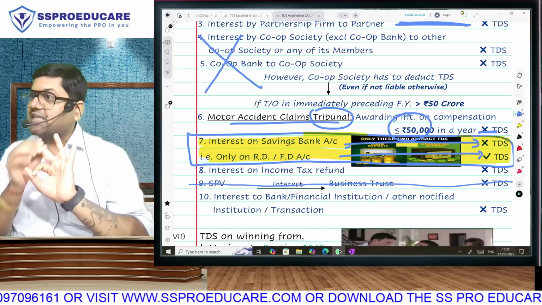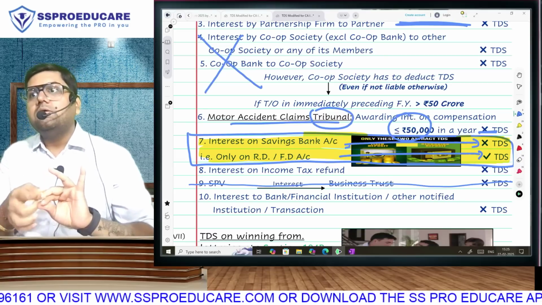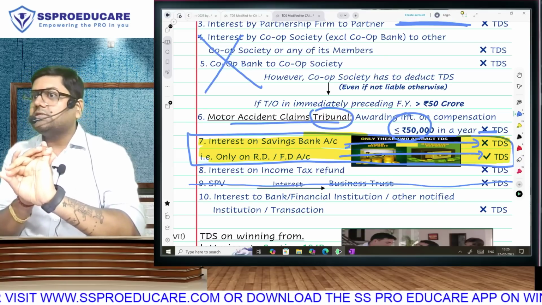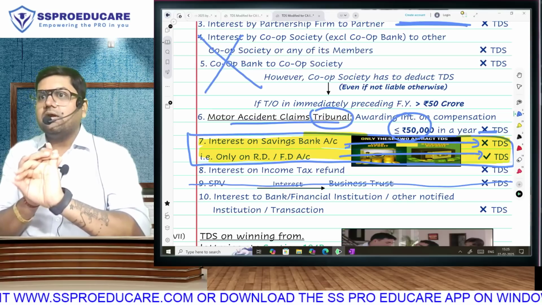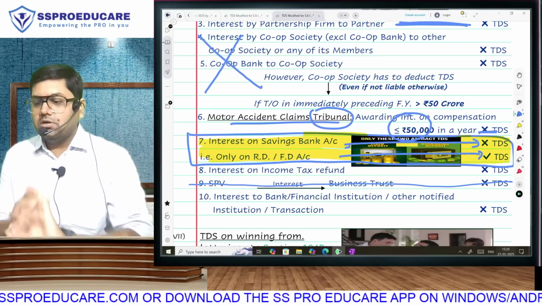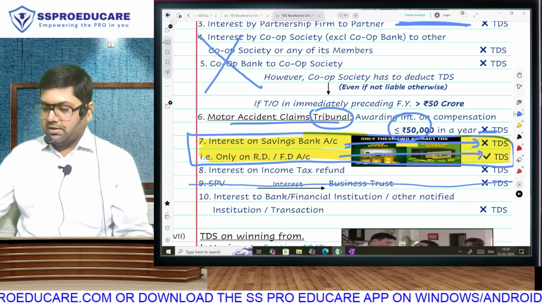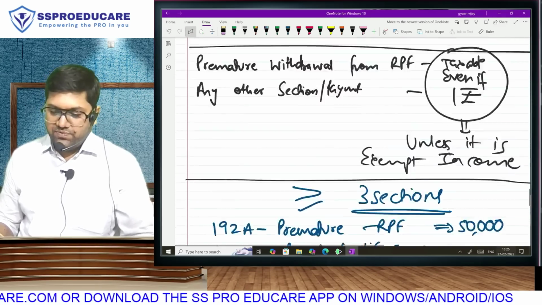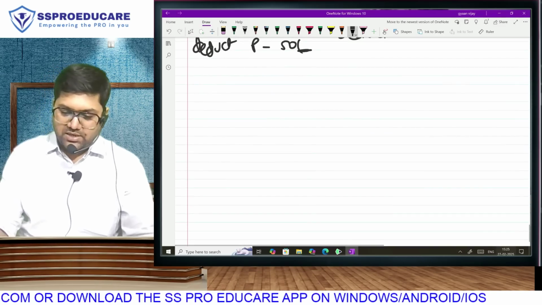Saving account interest is taxable but immune from TDS. That means TDS will come only on FD interest and RD. FD and RD. Is that clear? TDS comes only on FD interest, RD interest. Be ready. Be ready, ladies and gentlemen. You will certainly get a question like this.